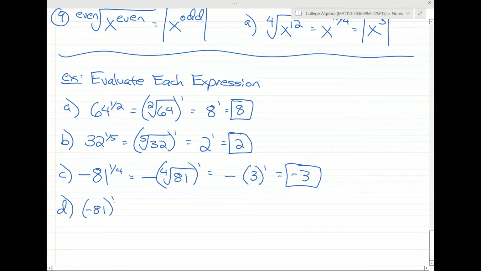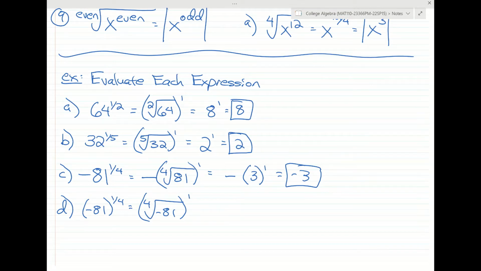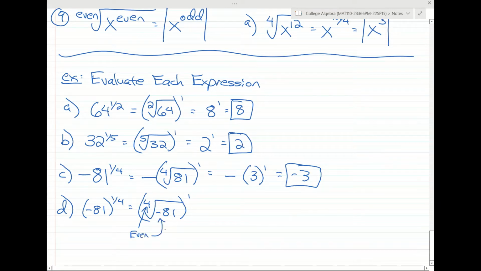Negative 81 to the 1/4 power, in parentheses, means we're taking the 4th root of negative 81 to the first. If you remember when we talked about this, if this is even, this can't be negative. So we just say that there's no real solution.